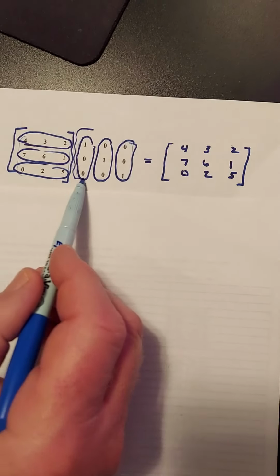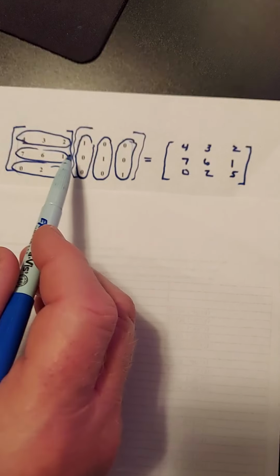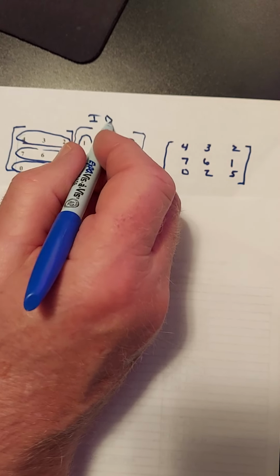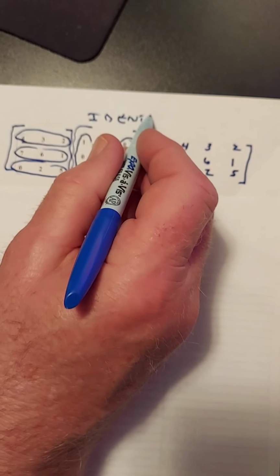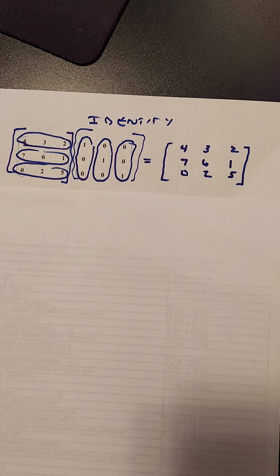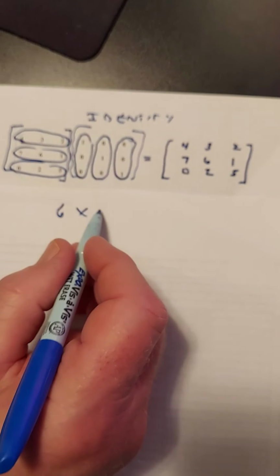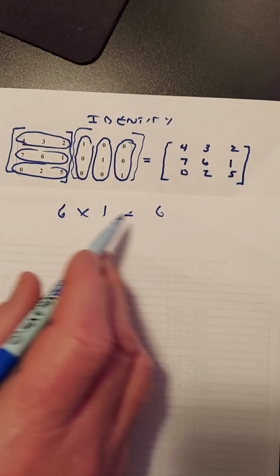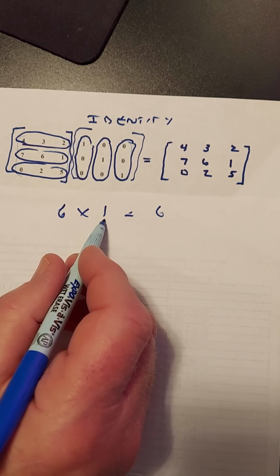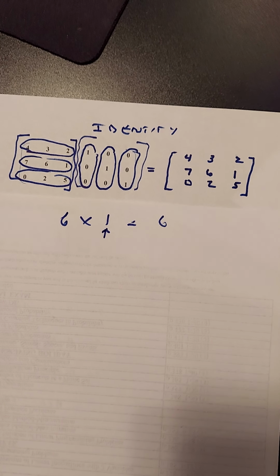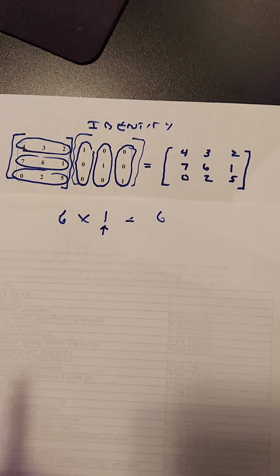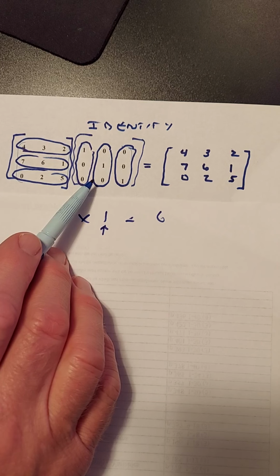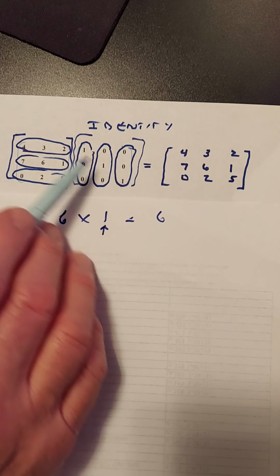When you take something times something, and you end up with what you started with, this is called the identity. That's like if you had the number 6 and you multiply it times 1, and you get 6, the same number that I started with. So that was the multiplicative identity element. That's what it is in regular multiplication. That's what it looks like in matrices. It's always a square matrix. You got 1s on the diagonal and 0s everywhere else.